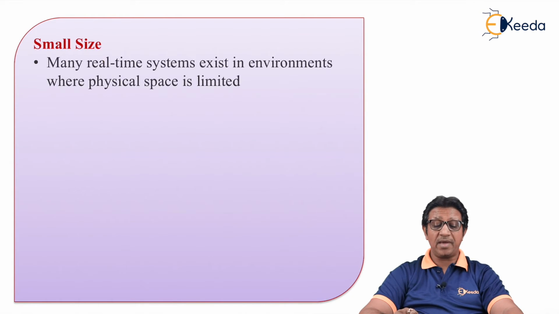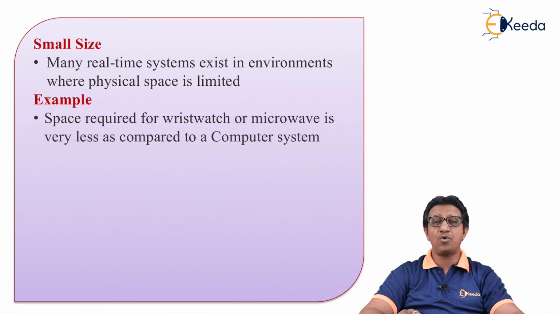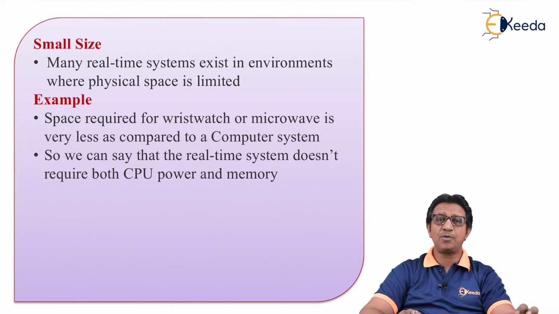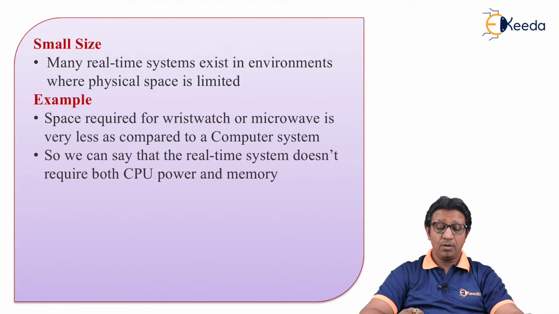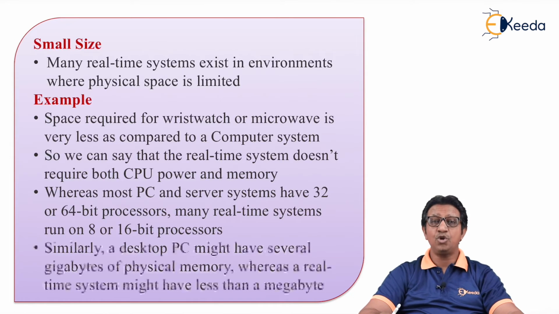The next is small in size. Many real-time systems exist in environments where physical size is limited. Take an example of a wristwatch or a microwave oven. They are smaller in size as compared to a general purpose computer. Since they are smaller in size, they require less CPU power and less memory. A PC may have a 32-bit or 64-bit processor, but a real-time system may have an 8 or 16-bit processor, depending upon the application and the speed at which the application should work.